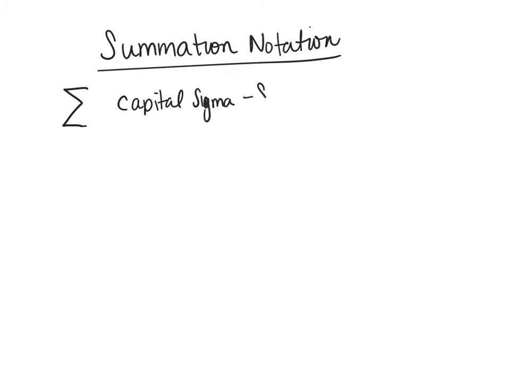So summation notation, remember, is this big, funny looking E, which is capital sigma. It means sum. Lowercase sigma is the standard deviation, and that's used in statistics. So capital sigma means sum. We want to find the sum.